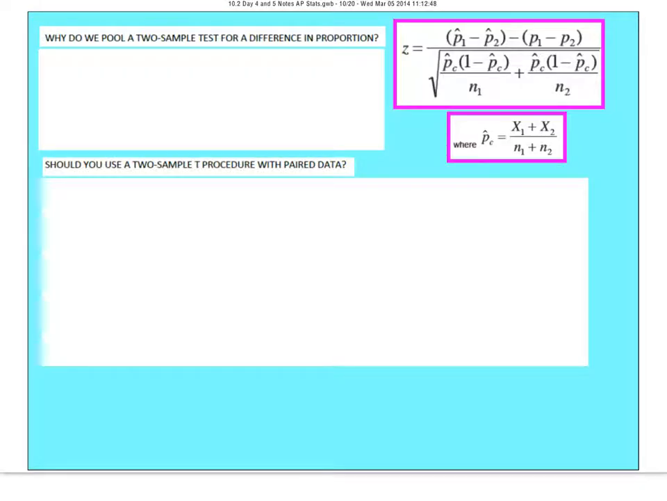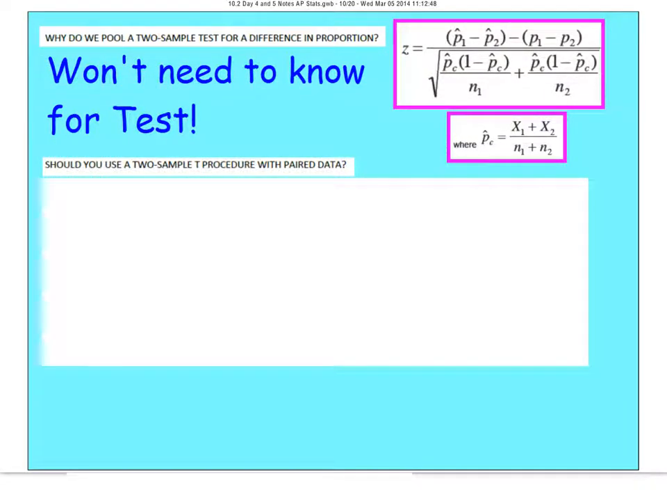So what if you were asked, okay, fine, we don't pool for the means, but why do we pool a two-sample test for the difference in proportions? That is, why do we do this? Here's what I'm going to tell you. We don't need to know it for the test. Do not worry about that. Just remember you have to do it.